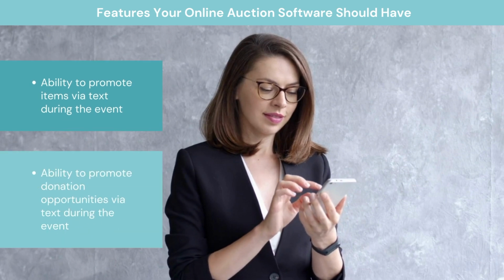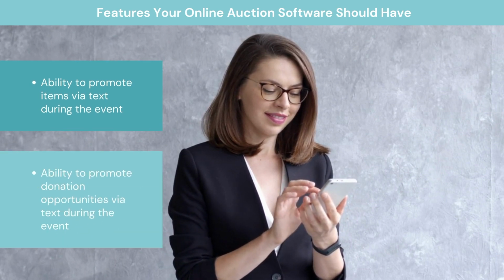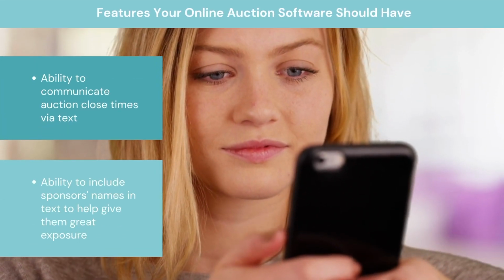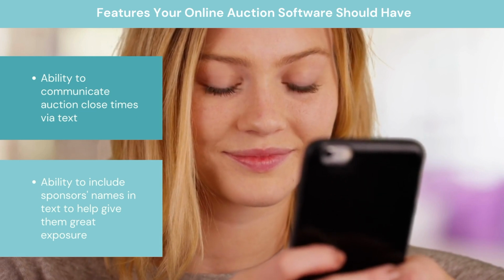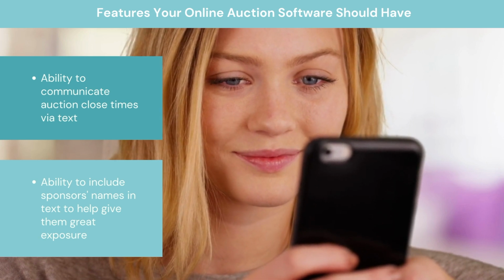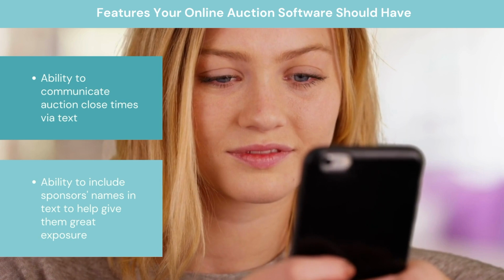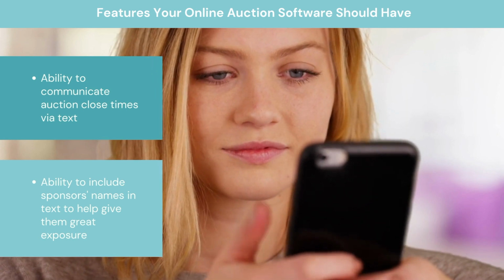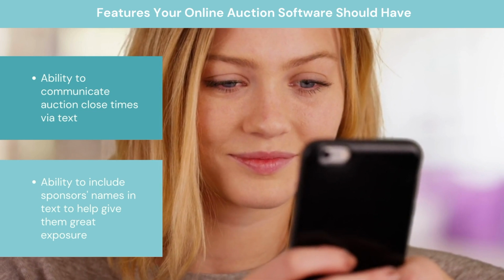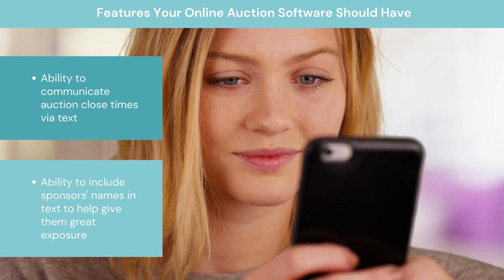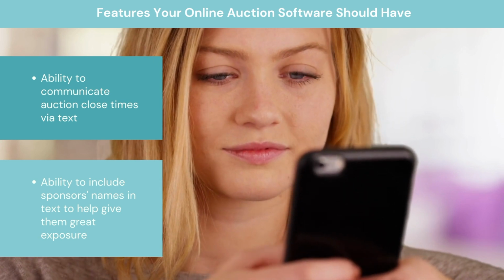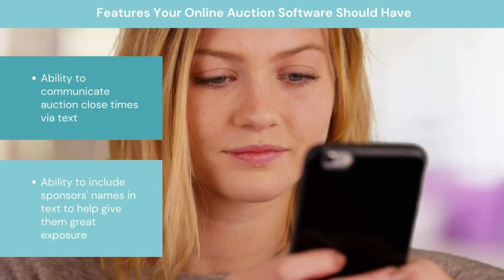This helps you promote items in the auction. It also helps you promote donation opportunities and lets you communicate the close times of the auction. It also is a great way to include your sponsor name. So if you have a silent auction sponsor, you can include their company name in the text messages that you send out. So for instance, if AT&T is the silent auction sponsor, you can send out a text message saying, click the link below to start bidding in the AT&T silent auction. And it just gives your sponsor great exposure and gives you an opportunity to create a new sponsorship for your event.